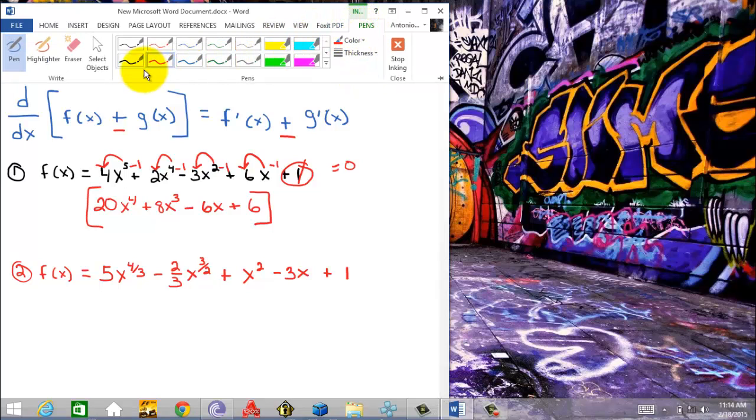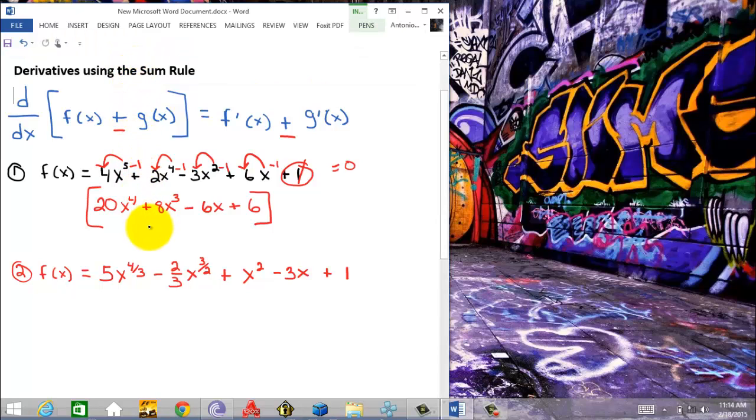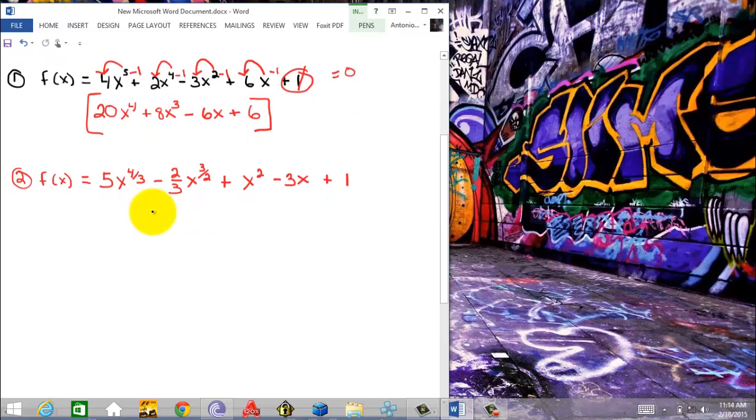So we also have sample number 2. As you can see, they're not always going to look as straightforward as sample number 1. Sample number 1 is how they look when you start, and as you get more advanced, they'll start giving you samples that look more like problem number 2. So what are we looking at? We have 5x to the 4/3 power minus 2/3 x to the 3/2 power plus x squared minus 3x plus 1. Let's take our steps to find the derivative of this function.